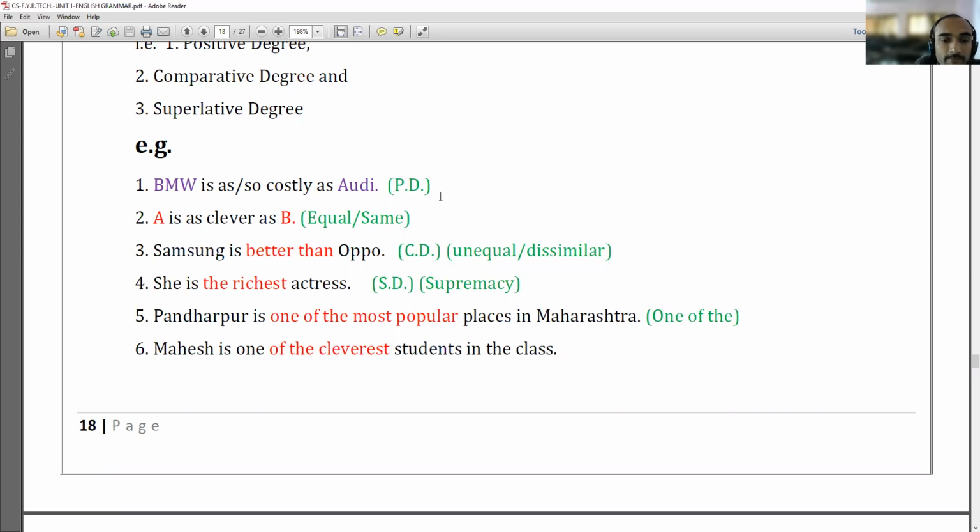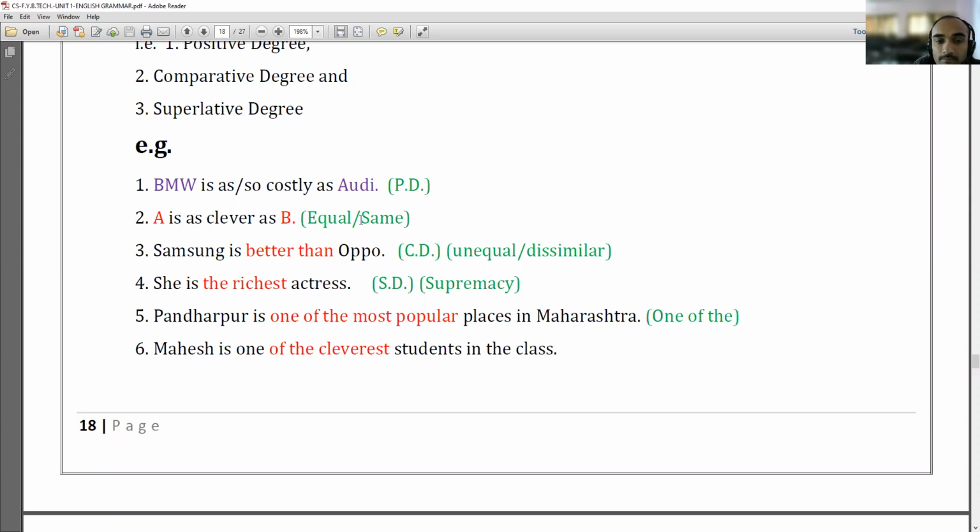So here we have used positive degree form of adjective. Okay, adjective चा आपण कुठला फॉर्म वापरलाय? पॉझिटिव्ह फॉर्म वापरलाय. BMW is as costly as Audi. Who will tell the meaning of this sentence? Can anybody tell? BMW is as costly as Audi. Tell me the meaning.